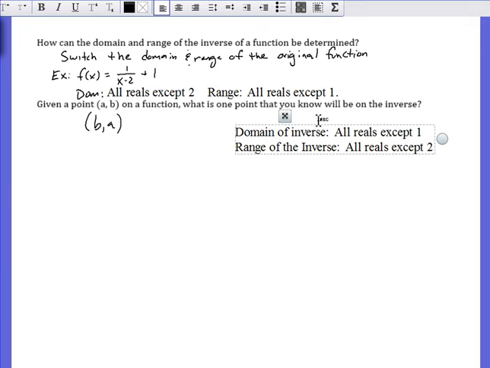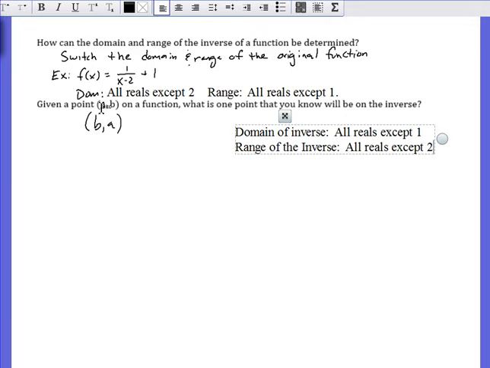But one nice easy thing to recognize is that the domains and ranges of the inverse actually just switch. What used to be the domain, all reals except 2, is now the range of the inverse. The same thing with the range. The range is all reals except 1, so that would be the domain of the inverse. And if you think about it, it makes sense. We're essentially switching the x's and the y's, so the domain and the range should be switching as well.